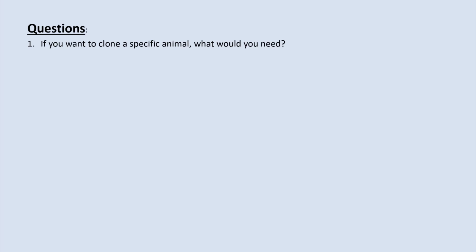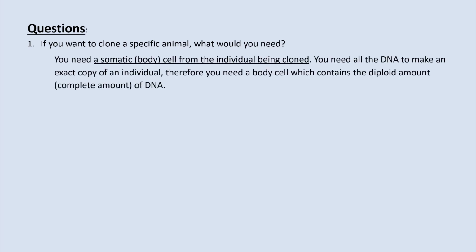Well, if you want to make a clone of yourself, you need a body cell from yourself or a sex cell from yourself. You need a body cell because that has all the DNA to make you. What if you tried to make a clone of yourself with a sperm cell or an egg cell? Well, you're only going to get half of your DNA.